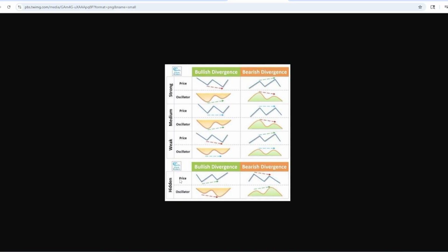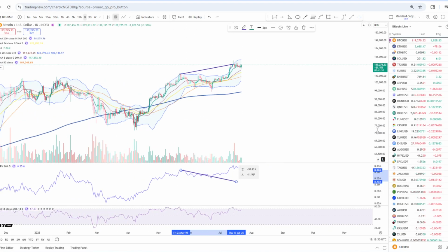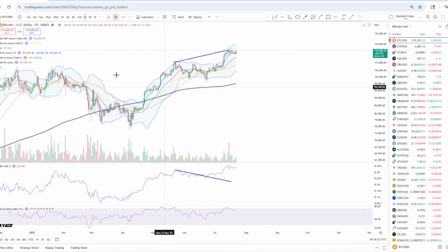Hidden divergence is continuation divergence. So rather than suggesting that the trend reverses, the idea is that the trend is likely to continue. So for example, and we're drawing lows, comparing lows to lows for RSI for bullish hidden divergence. So for example, if we took this low and we took this low here, okay, we have a higher low, we'd look at the RSI.